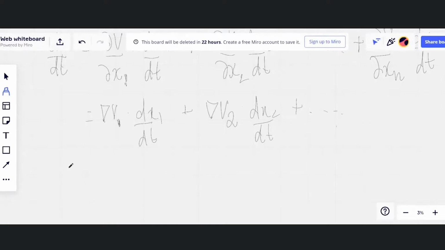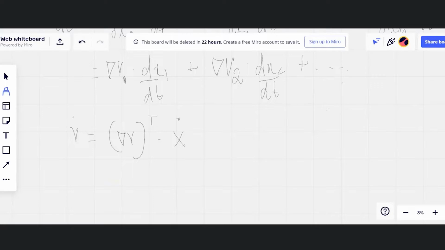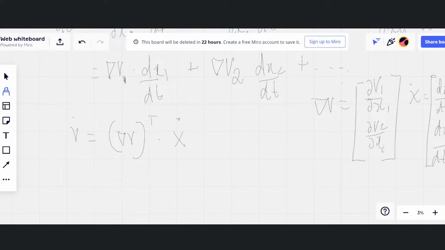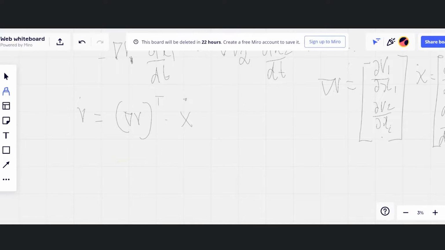So if we are representing this, we can represent the derivative of v as the product of the variable gradient matrix and the derivative of the state space matrix. This gradient of v is a matrix composed of the partial derivative of v with respect to each of the state space variables. So partial derivative of v with respect to x1, then with respect to x2, and so on. Same way, x dot is a matrix composed of the first order derivative of each of the state space variables, x1, x2, etc. It can go up to n terms, but here I'm not writing everything. So that is how we find v dot.